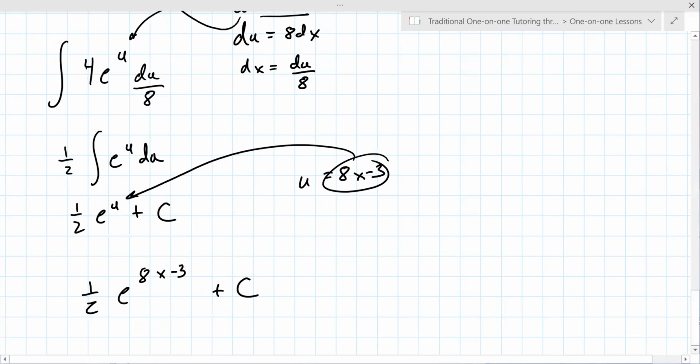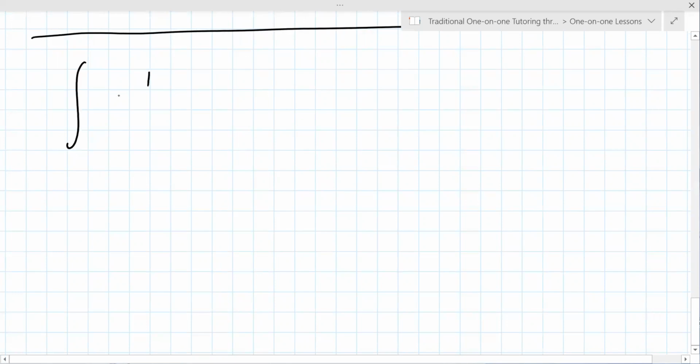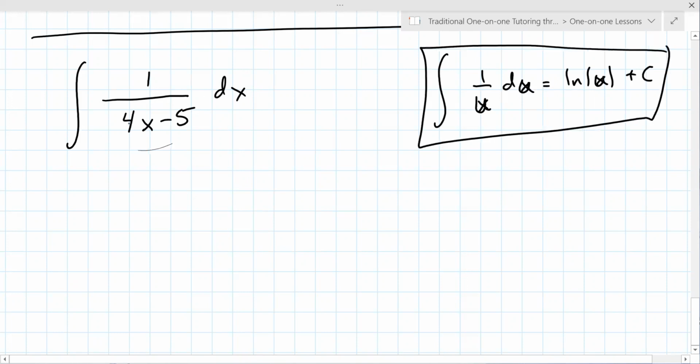Okay, ready to do another one? We're going to change this up just a little bit, but it's kind of the same idea. What is the integral of 1 over 4x minus 5 dx? Well, again, here's the only integral you know that's like this: 1 over x dx equals the natural log of the absolute value of x plus c. So we have to make this look like 1 over u. So u equals 4x minus 5.